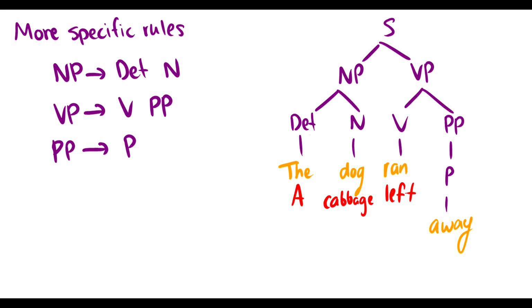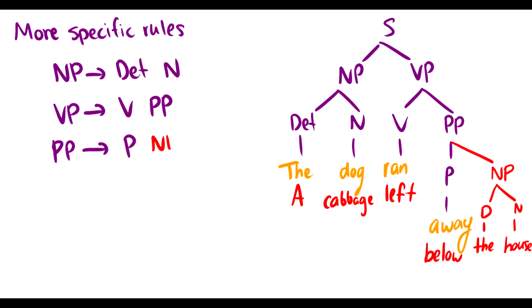And then this prepositional phrase, we're going to have to extend this a little bit. So a prepositional phrase can also go to a noun phrase. And I can call this the word below. And we can take this noun phrase and put it to a determiner and a noun. So I can say below the house. And this is a modification of our old rule, but it works.